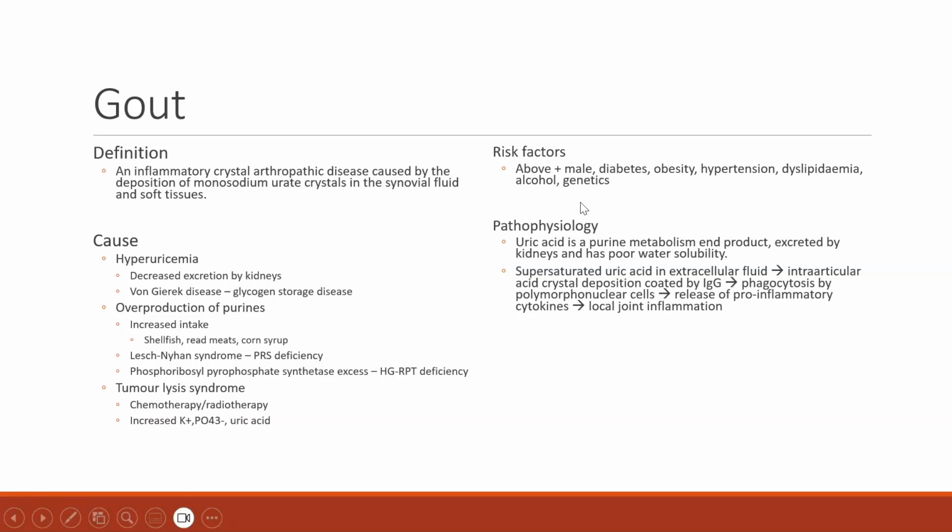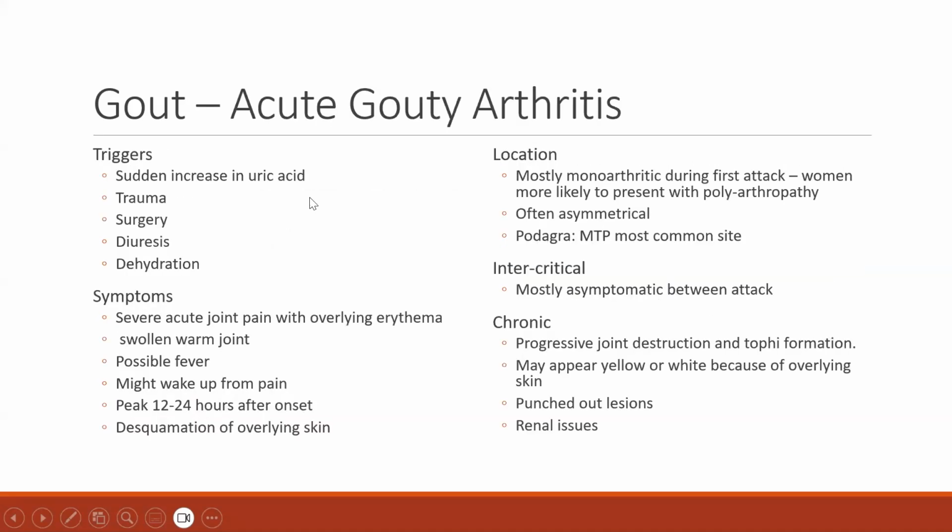Pathophysiology is uric acid saturating the extracellular fluid, giving us supersaturated extracellular fluid, and then intra-articular uric acid crystal deposition, which gets coated by antibodies. And then we get phagocytosis, release of cytokines, and then we get local inflammation, which is very painful. Triggers are a sudden increase in uric acid, which can happen in turnover, trauma, surgery, diuresis, and dehydration.